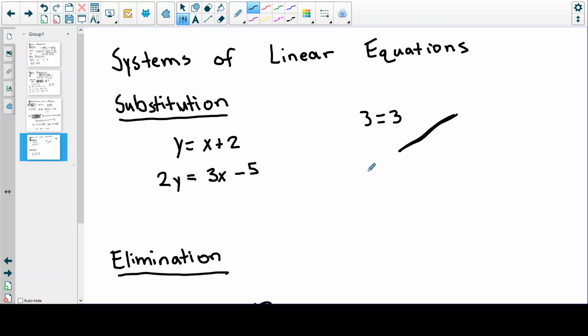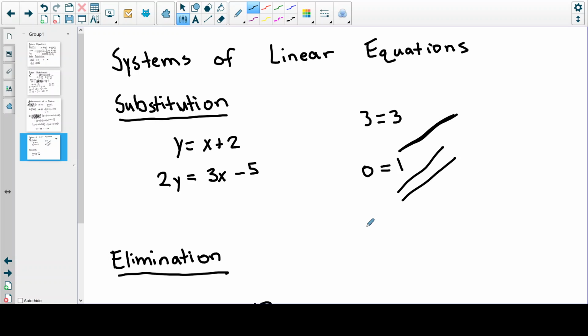Another is when you get something that's not true, like 0 equal to 1, and that indicates that your lines are parallel. They never intersect. If you have parallel lines, your linear equations are never going to intersect, and therefore you're going to get no solution.